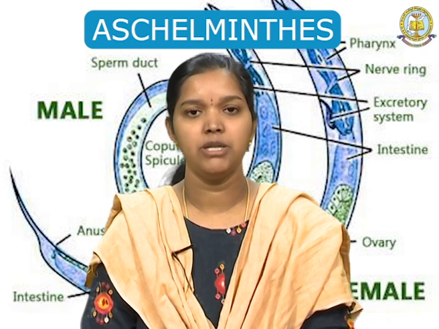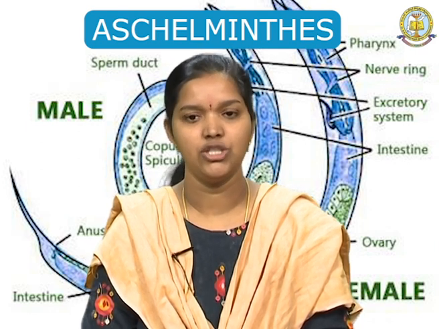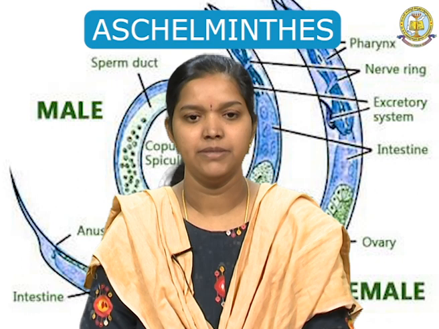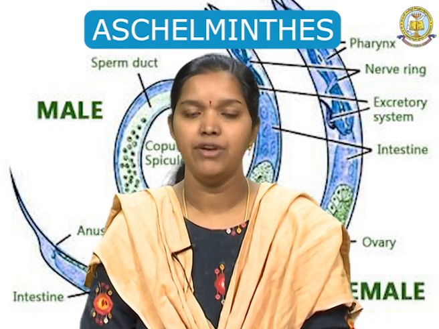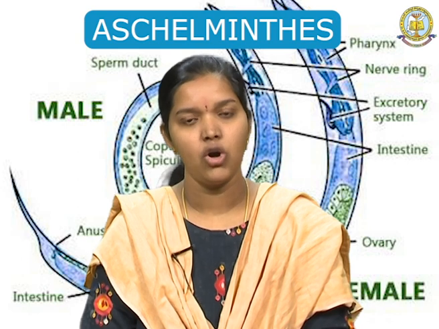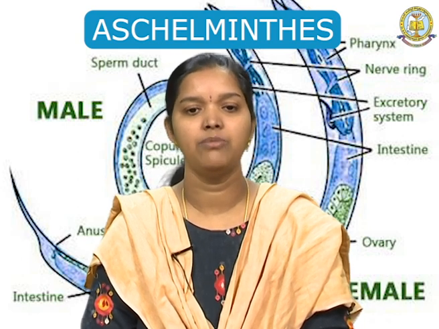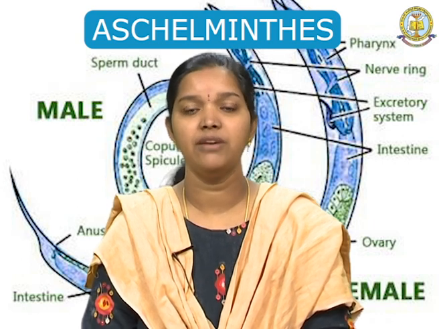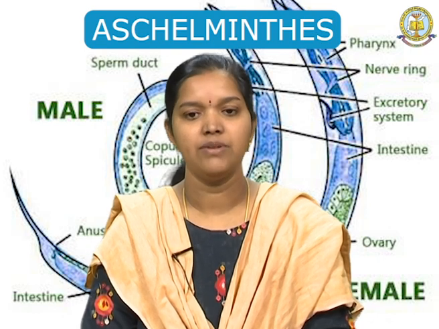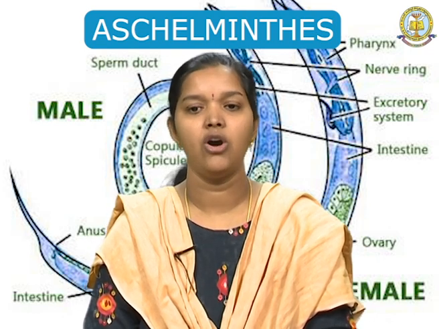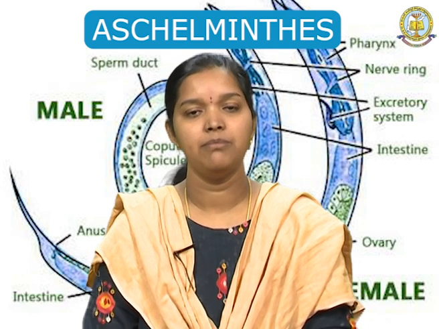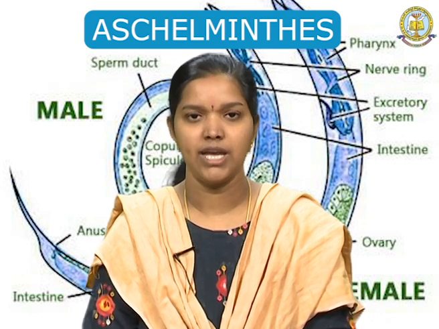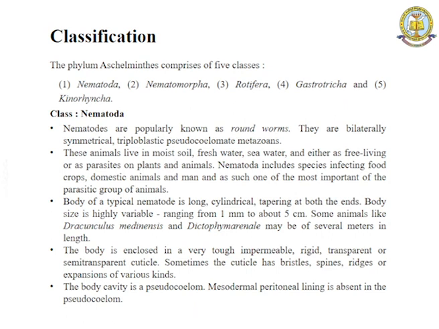And the body of this nematode is long, cylindrical in nature, and tapering at the ends, and highly variable. That means the length ranges from 1 millimeter to about 5 centimeter, and the body is enclosed in a very tough cuticle which is rigid, transparent or semi-transparent, and because of this cuticle, it allows the parasites to survive inside the host organism. And the body cavity is pseudocoelom.